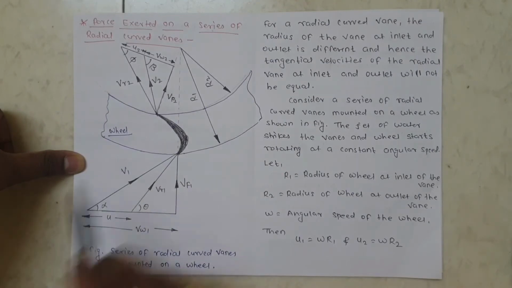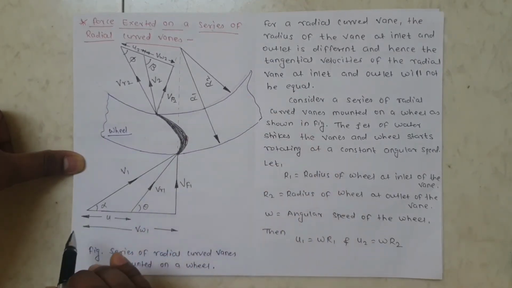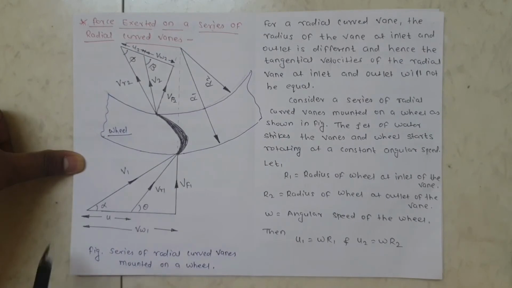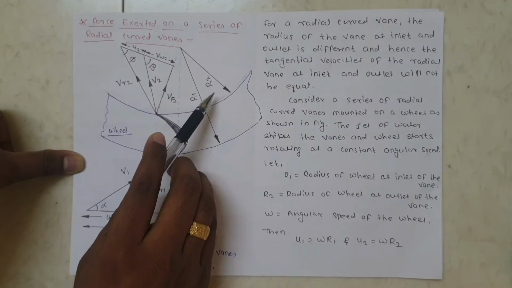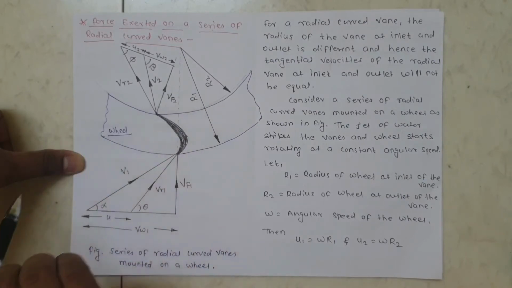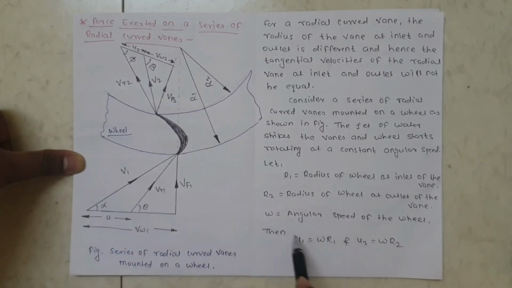Let R1 be the radius of the wheel at the inlet of the vane. R2 is the radius of the wheel at the outlet of the vane. Omega is the angular speed of the wheel. Then u1 is equal to omega R1 and u2 is equal to omega R2.